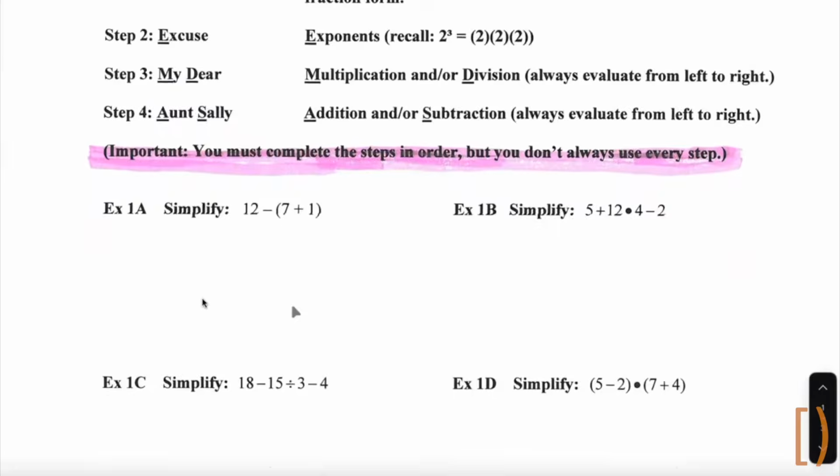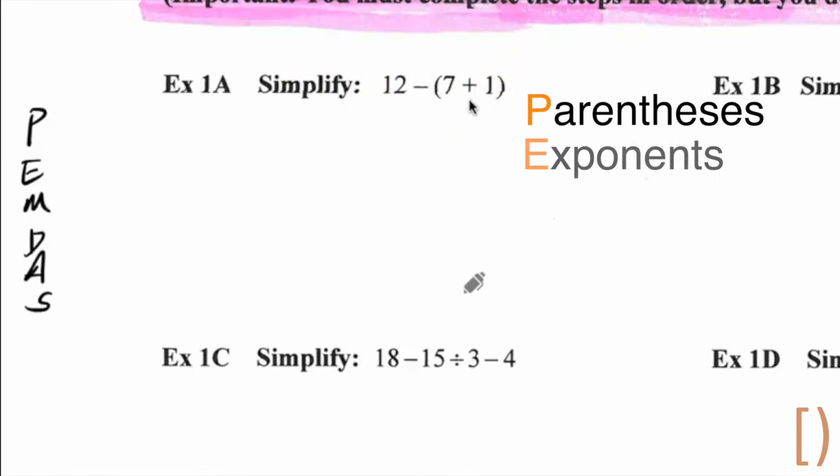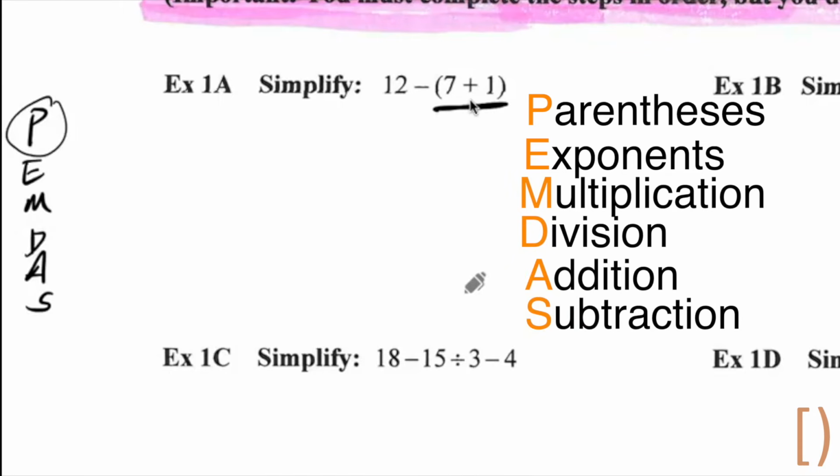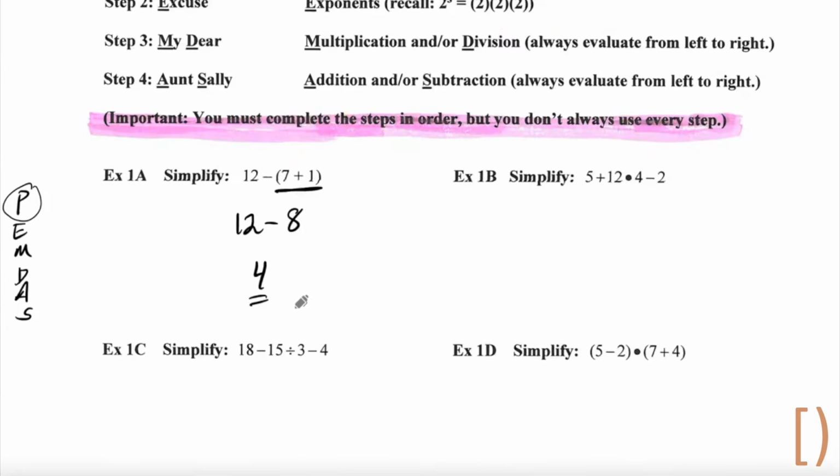Let's do a couple examples. First example here, I do see a parentheses. Remember, it is PEMDAS. And the first one I see is parentheses. So we're going to have to simplify the parentheses first. 7 plus 1 is 8. So now we have 12 minus 8. And then we just subtract that. We have 4.